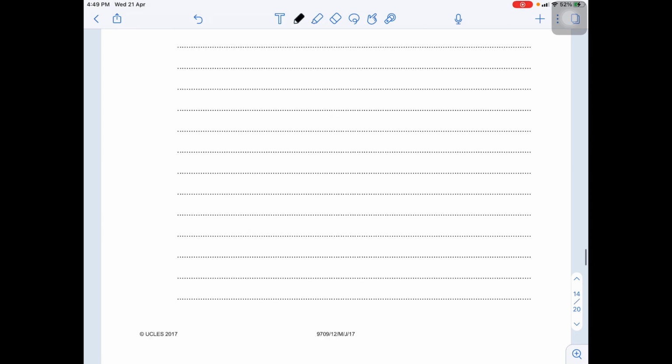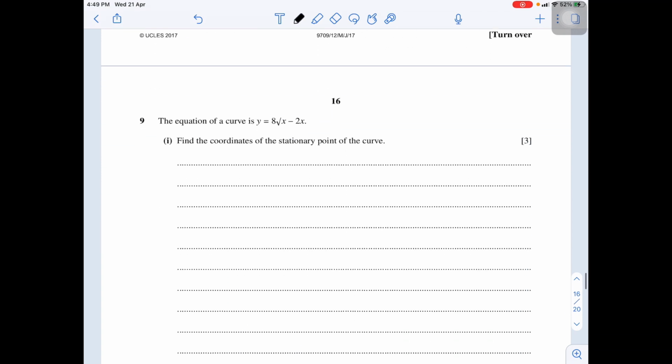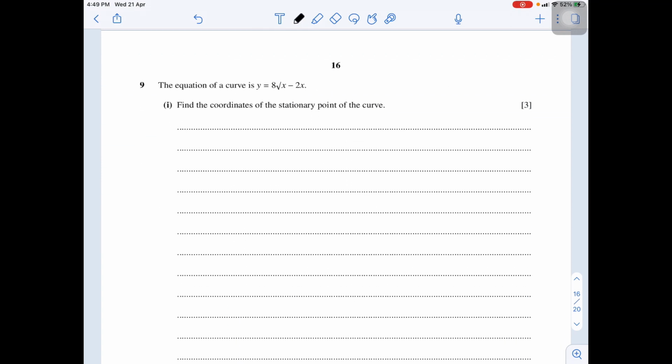Let me try the next one. Relative to origin. Okay, that's vectors. We don't have that in our syllabus for this year. So let's leave it.